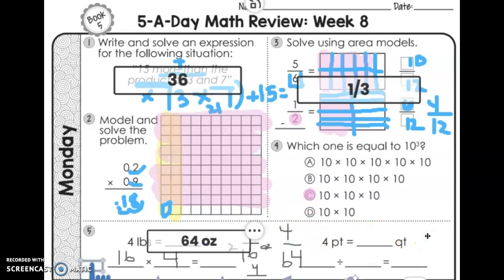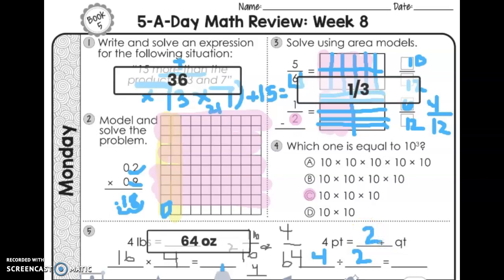The same with this, pints to quarts. 1 pint is actually half of a quart. So that would be the same as doing 4 pints times 1/2, or divided by 2. So 4 pints is equal to 2 quarts. 2 quarts. Again, a little bit tricky.